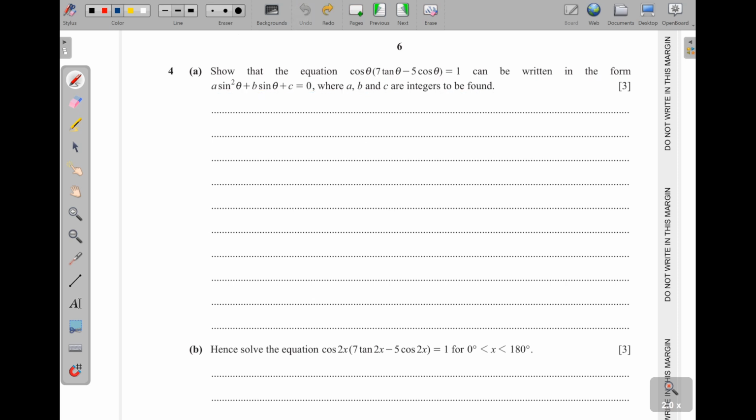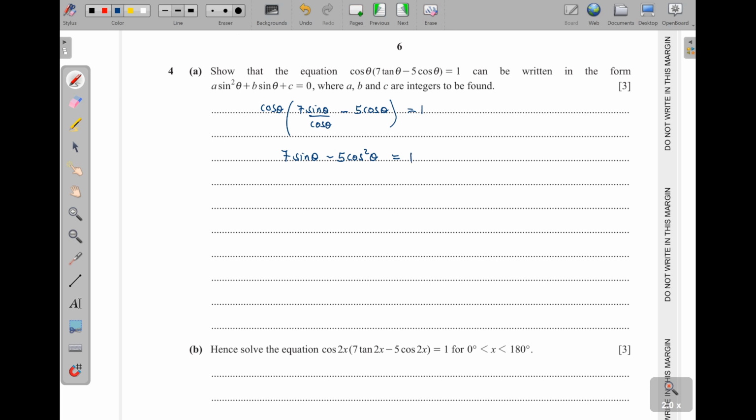All right. So here we shall have cosine of theta, then inside here, tan is the same as sine over cosine, then minus 5 cosine of theta, which is equal to 1. Now, this one can cancel with this, so we shall remain with 7 sine of theta, and then cos theta times this, that one will be minus 5 cos squared theta, which is equal to 1.